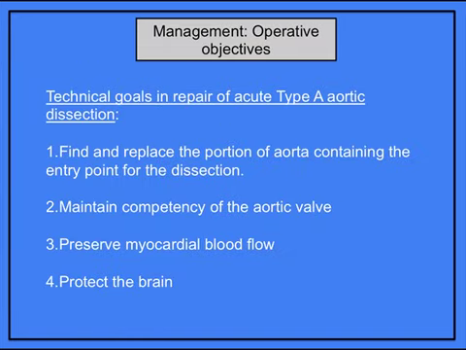The goals of the operation include finding and resecting the portion of aorta that contains the entry point for the dissection. This is typically the intimal tear in the ascending aorta. Often, if the tear is distal to the aortic root, the valve can be resuspended and the root preserved. If the intimal tear involves the root, or if the patient has a connective tissue disorder or a congenitally bicuspid aortic valve, a root replacement is typically required. If the dissection compromises the patency of one or both of the coronary ostia, coronary bypass will be necessary.